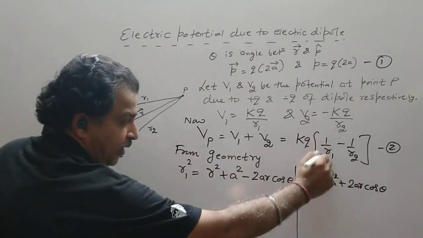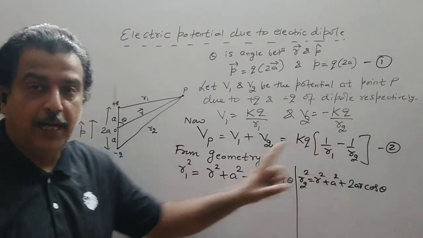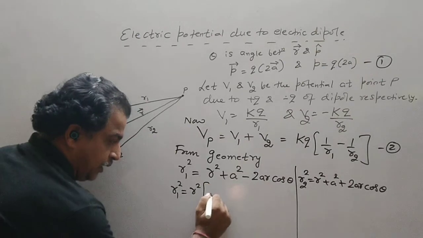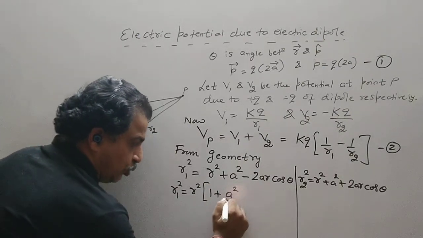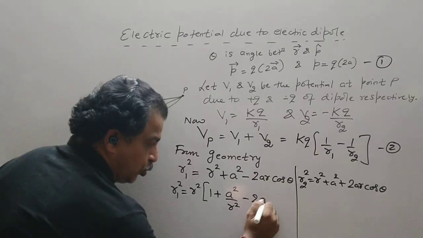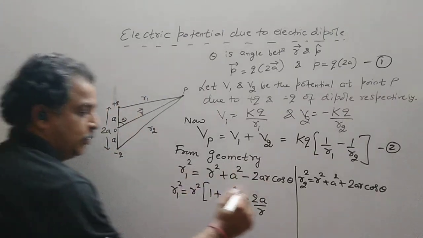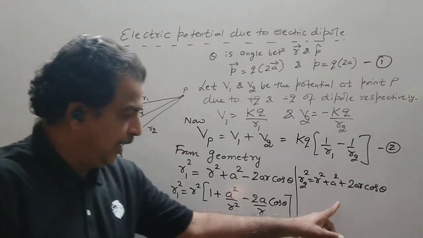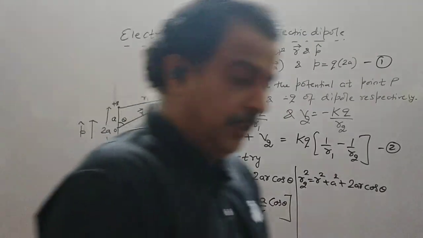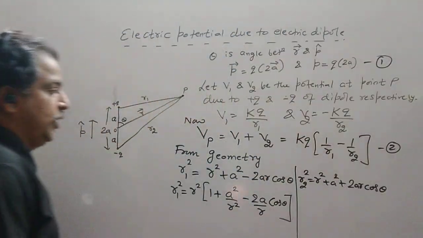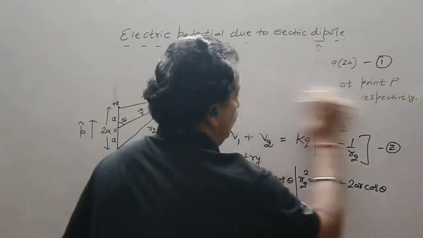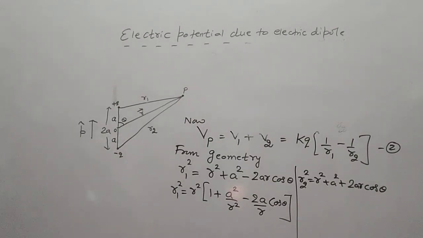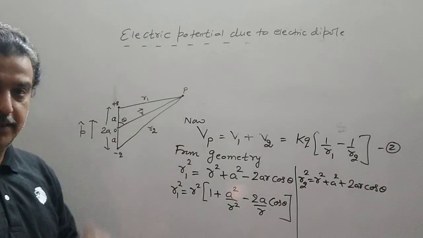Now we need 1 upon R1. So R1 square is equal to, I am taking R square as common, so 1 plus A square upon R square minus 2A upon R cos theta. Similarly, you can do this calculation. I am doing this one calculation only. I have to find 1 upon R1 and 1 upon R2. So this is the case.